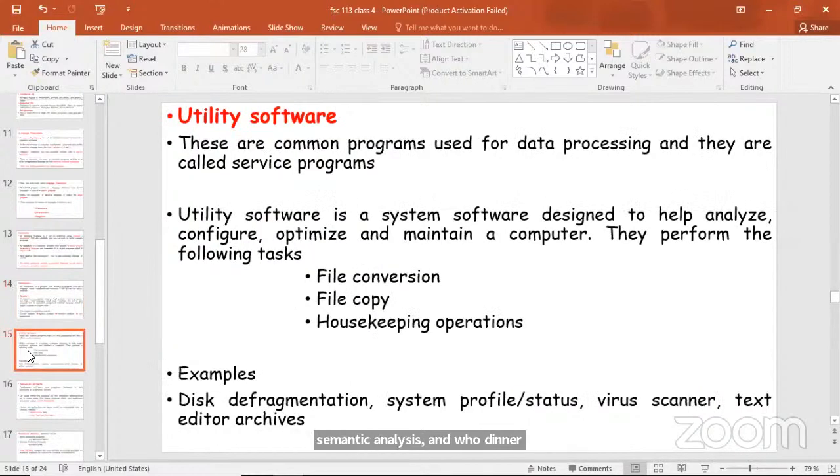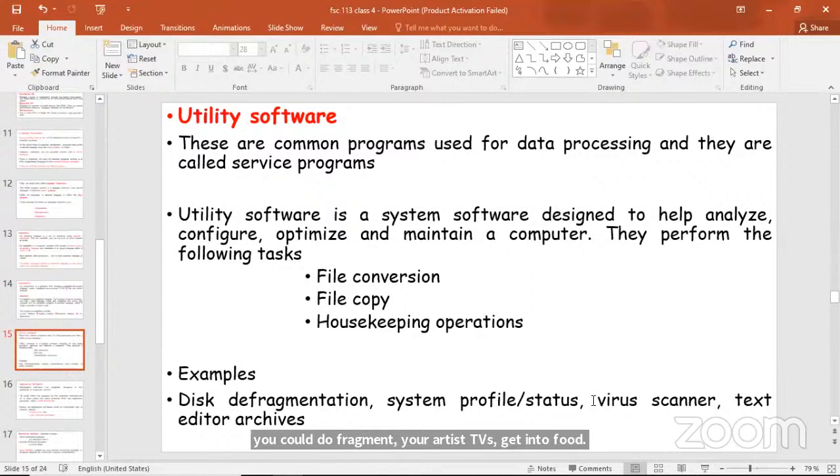Now, utility software. The WinRAR that I was talking about falls under utility software. These are common packages used for data processing, and they are called service programs. Utility software is software designed to help analyze, configure, optimize, and maintain a computer. They perform the following tasks: file conversion, file copy, housekeeping of operation. For example, you could defragment your hard disk if it's getting too full.